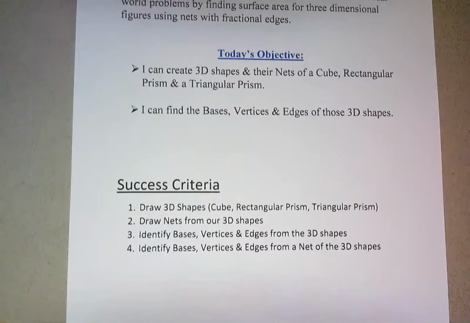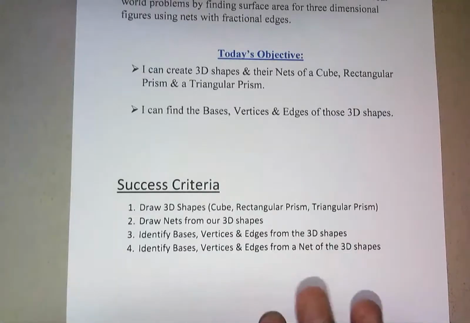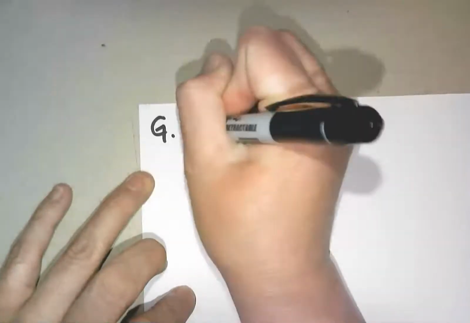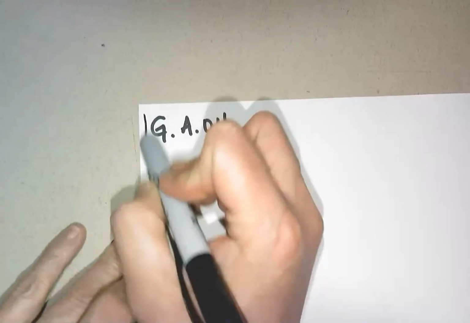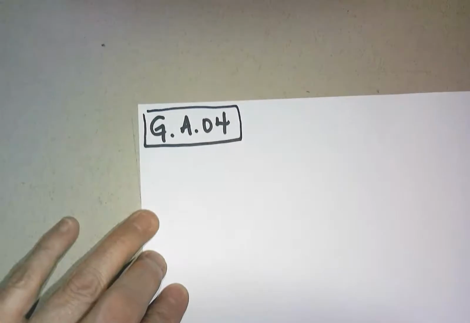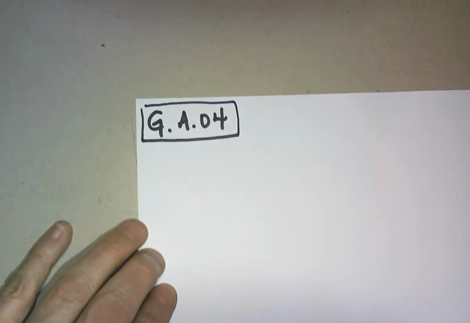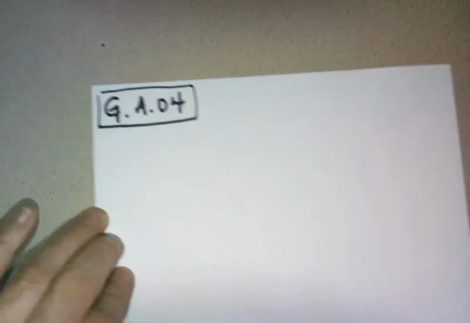Okay, let's go ahead and get started. And I'll come back to the success criteria. Okay, so the first thing that we're going to take a look at here, and remember we are studying G4. Okay, so I'm going to put a box around that. So the first thing we're going to do is I'm going to show you how to draw a cube, a rectangular prism, and a triangular prism.